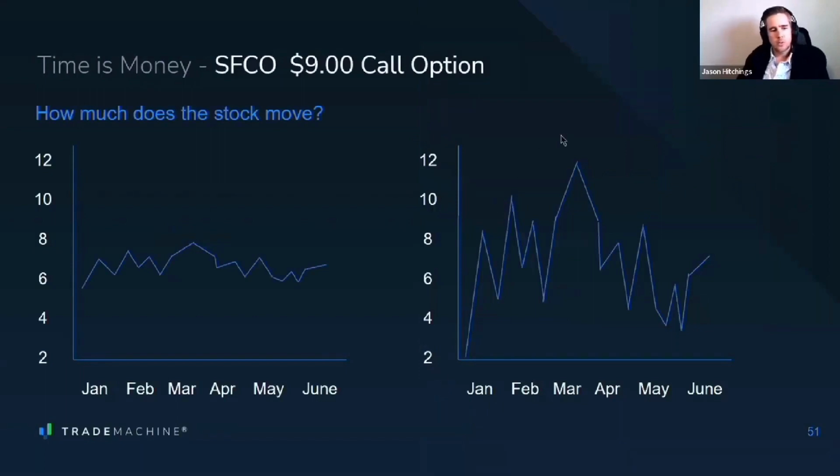So a really central question is, well, how much does the stock actually move? So in this scenario on the left, we're seeing the stock kind of staying in a pretty tight range between 6 and 8. In this other one, it's whipping around all over the place. Now, if you have the right to buy the stock at 9, it looks a lot more attractive for the stock on the right. And so in the stock world, what do we call that? The main term used to describe that is volatility.